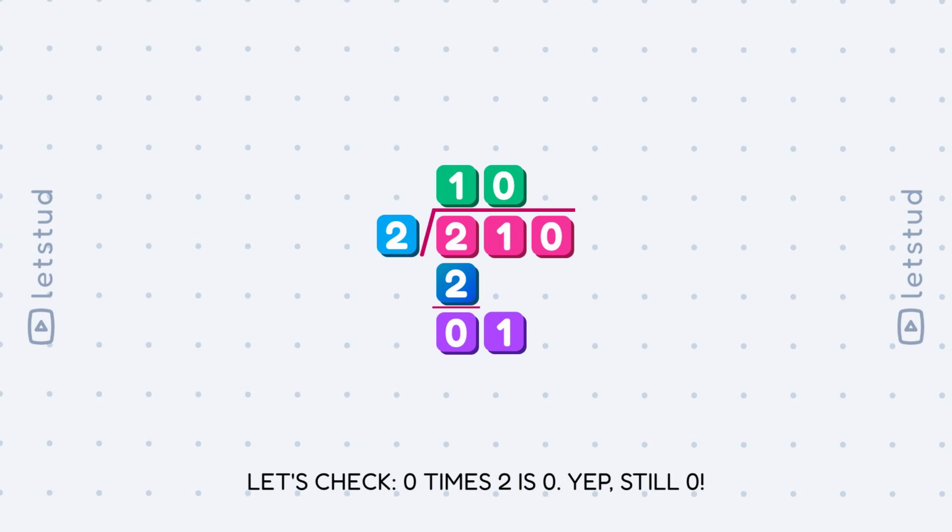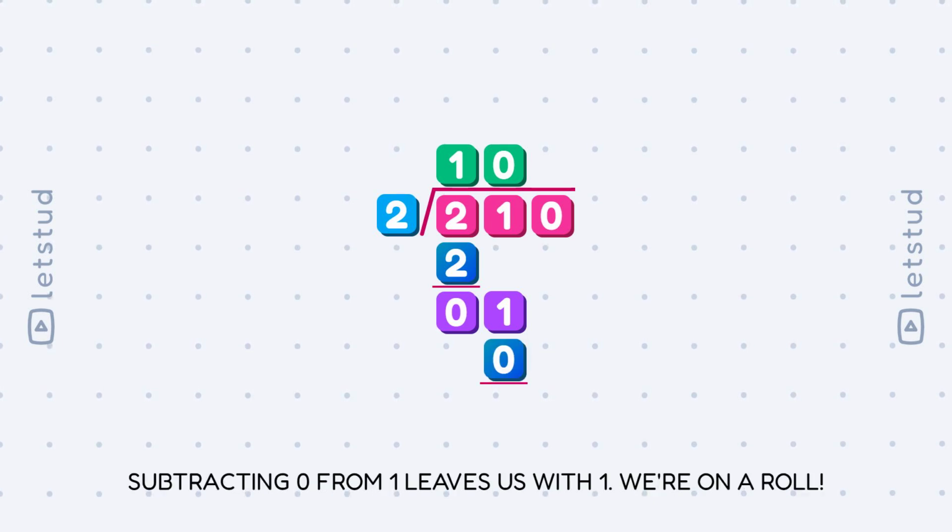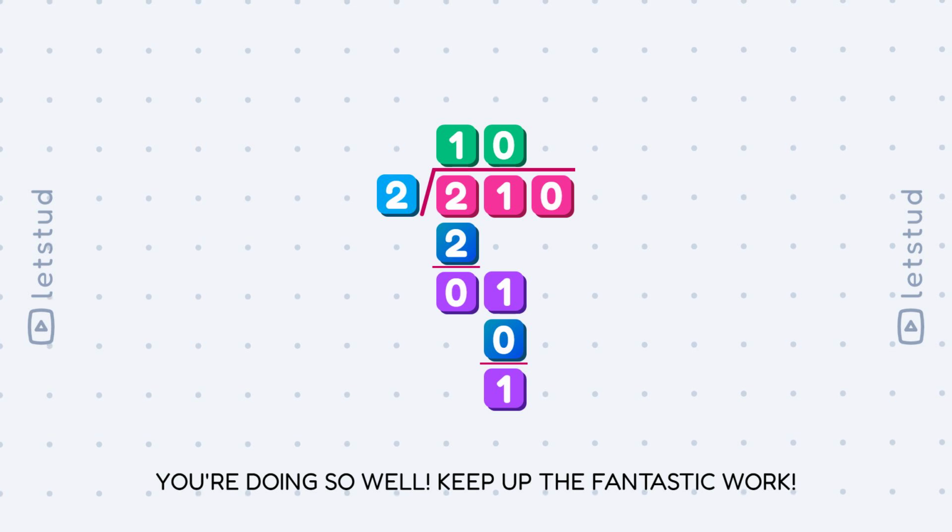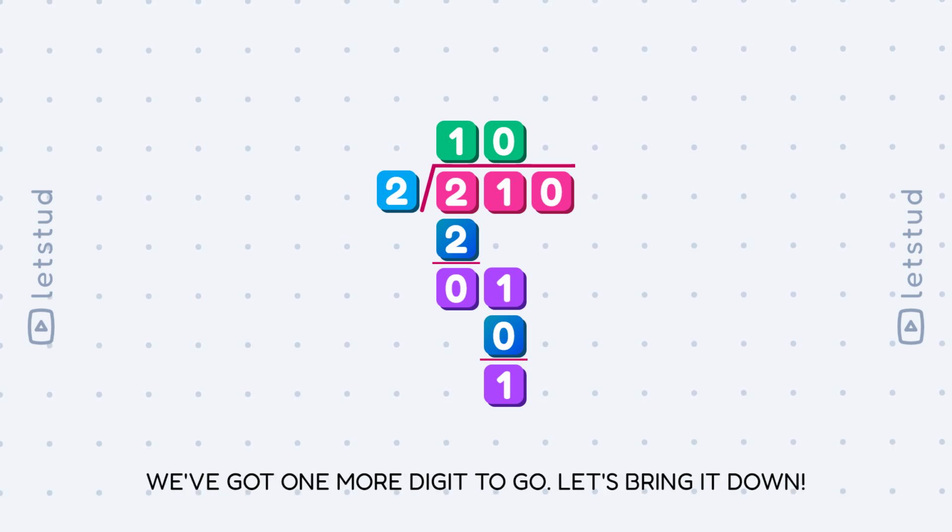Let's check: 0 times 2 is 0, yep, still 0. Subtracting 0 from 1 leaves us with 1, we're on a roll. You're doing so well, keep up the fantastic work. We've got one more digit to go, let's bring it down.